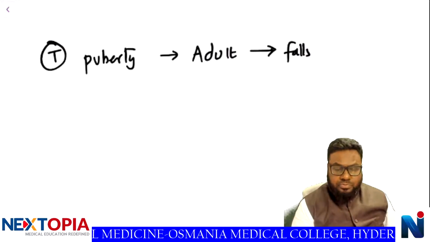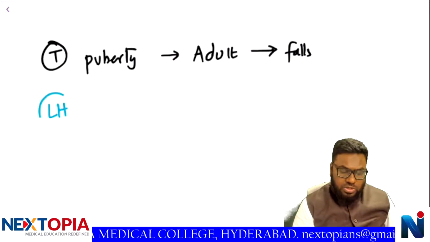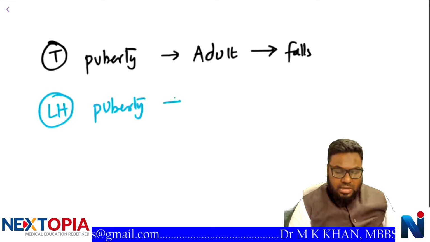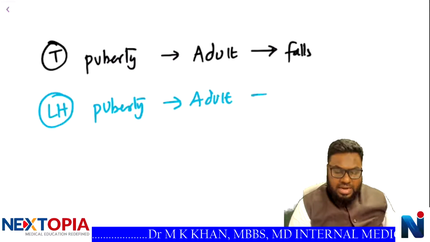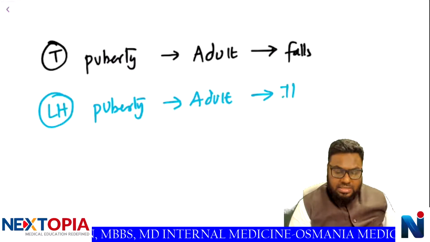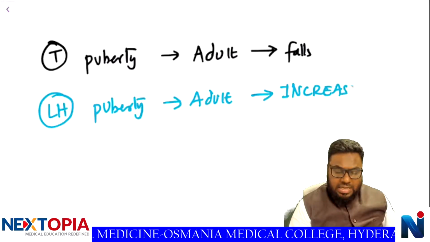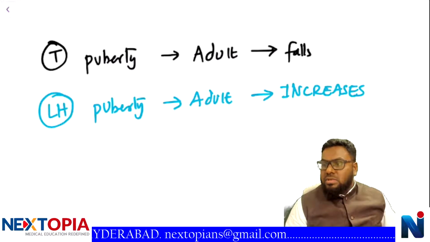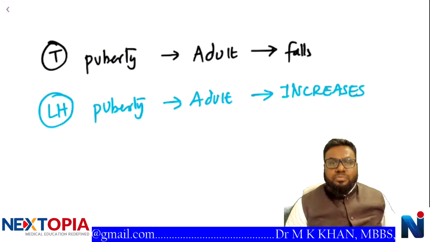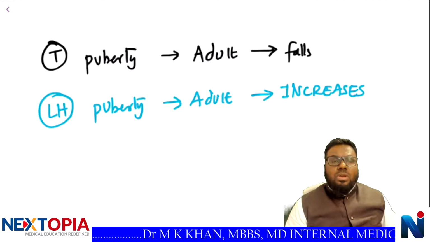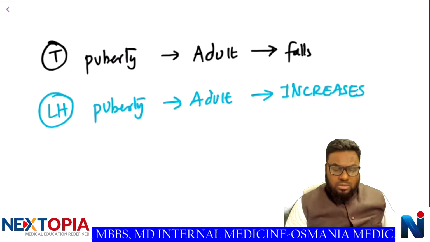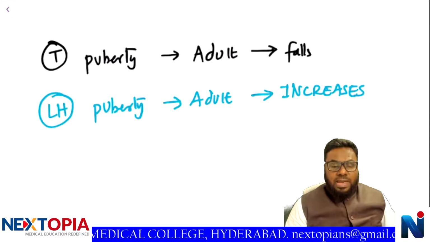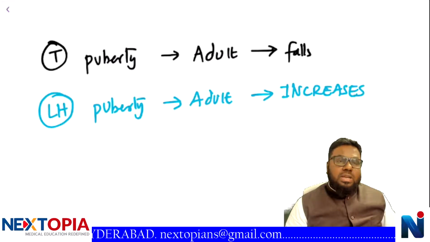But if you talk about LH, which is a stimulant of testosterone, at puberty it begins to rise. It reaches a peak in adulthood. As age advances, it increases. So please remember, with age the LH increases, especially following the fall of testosterone. So there is no feedback inhibition, and LH keeps on increasing.